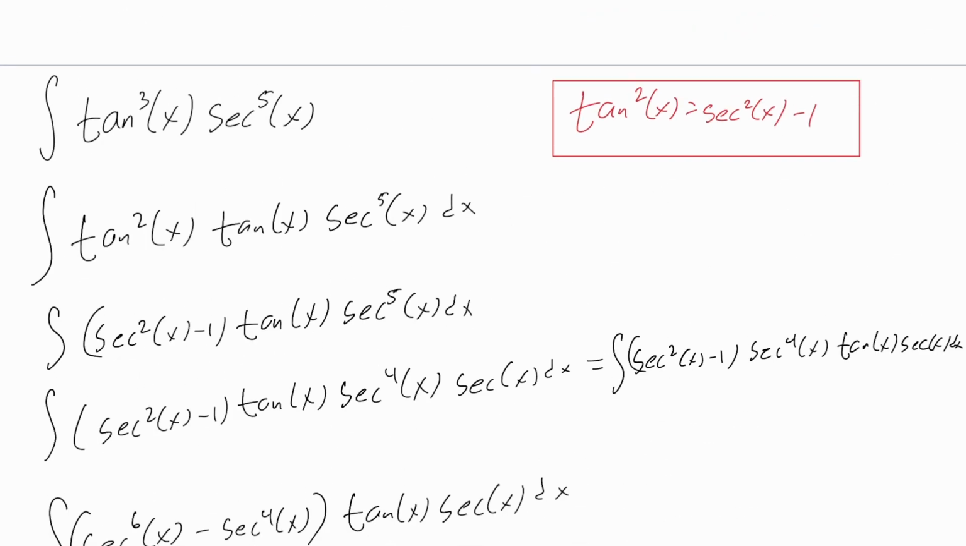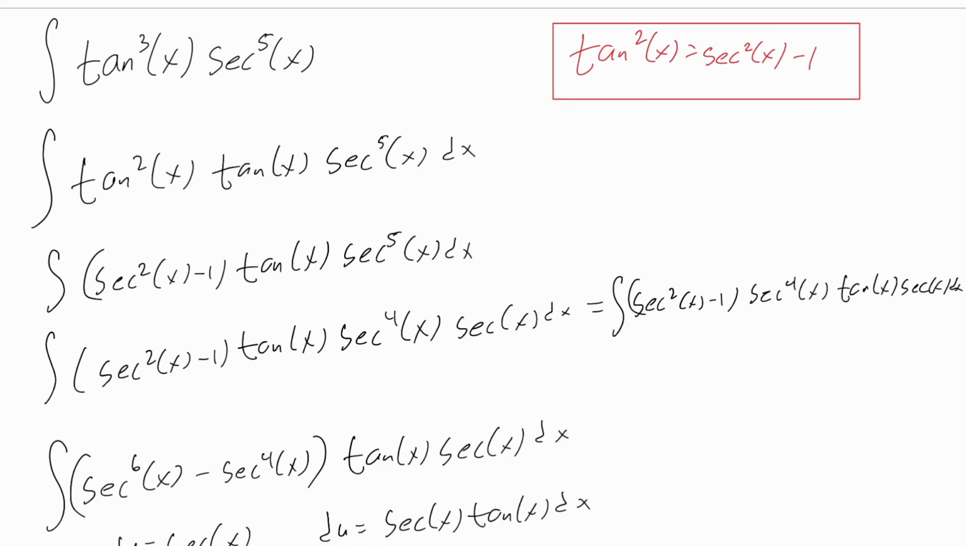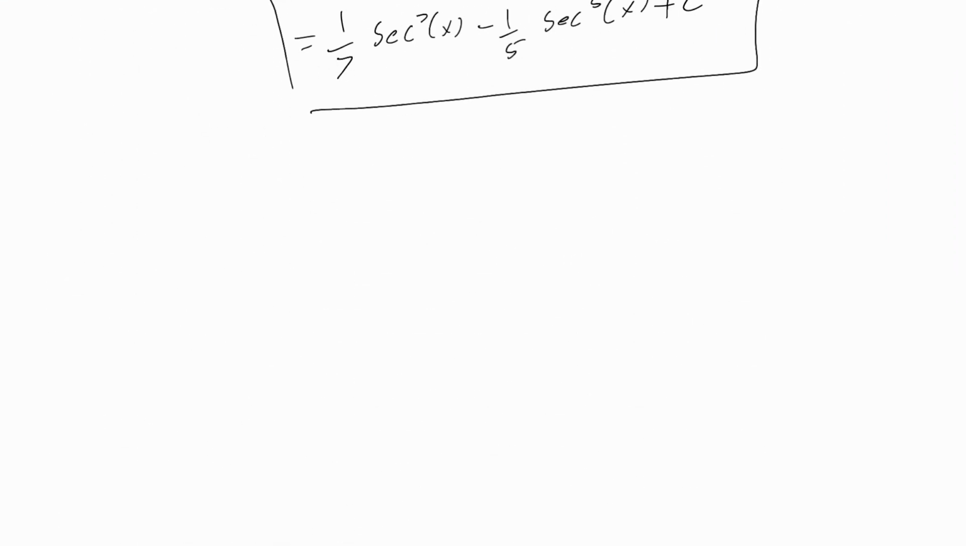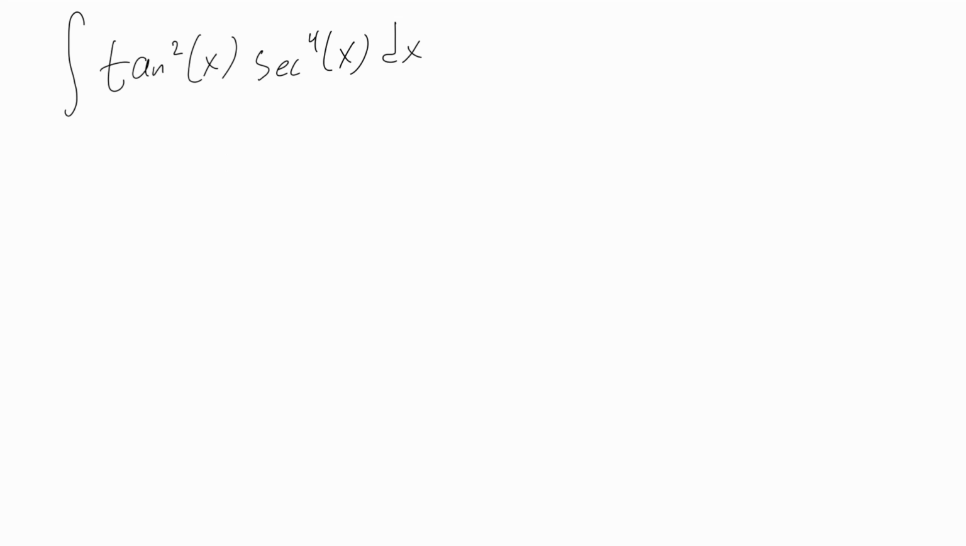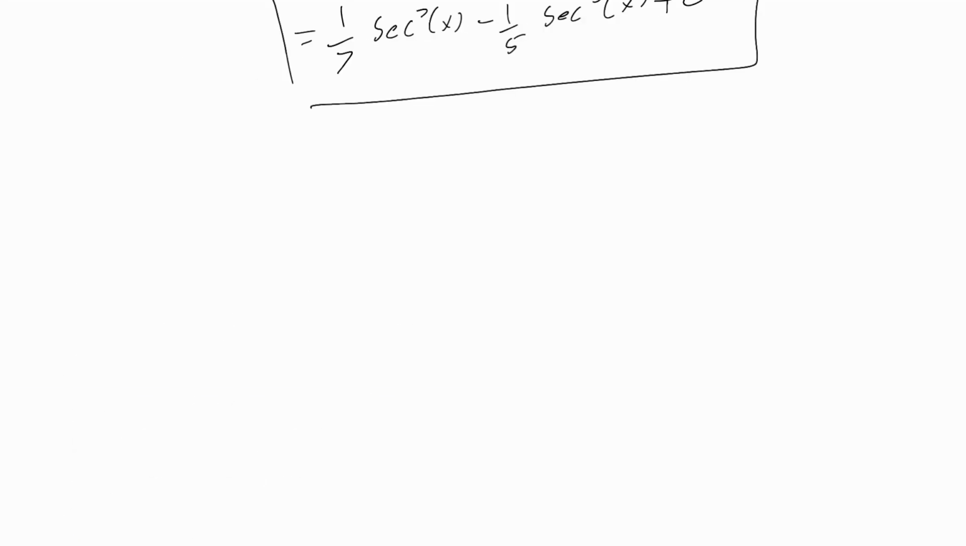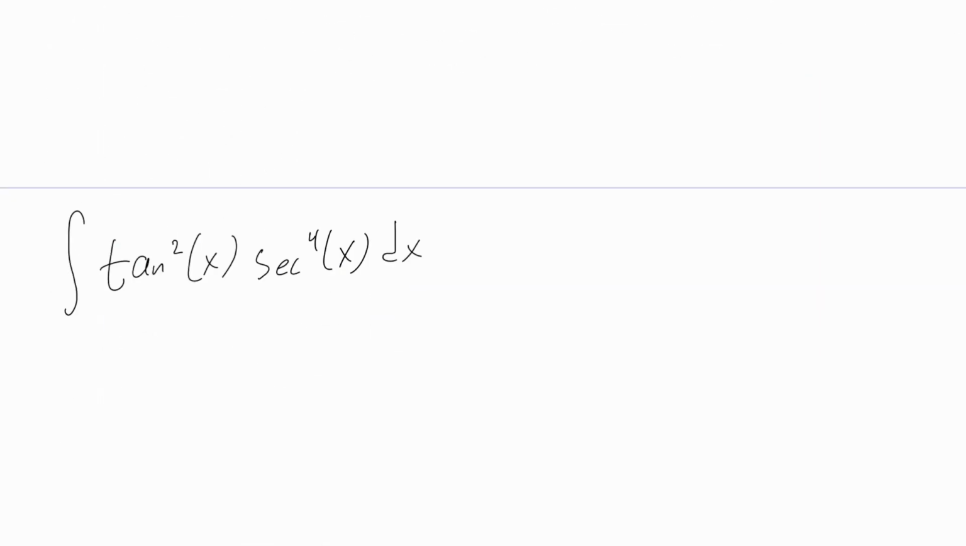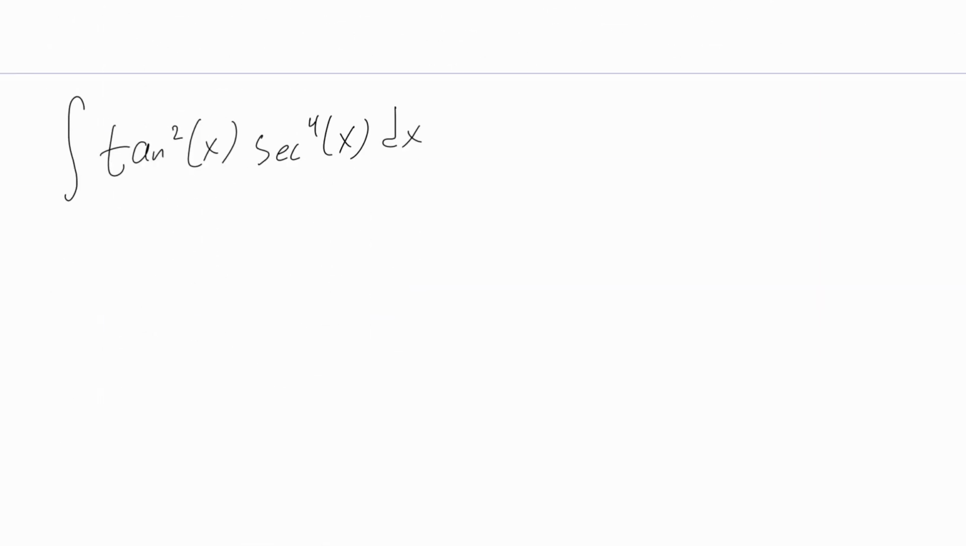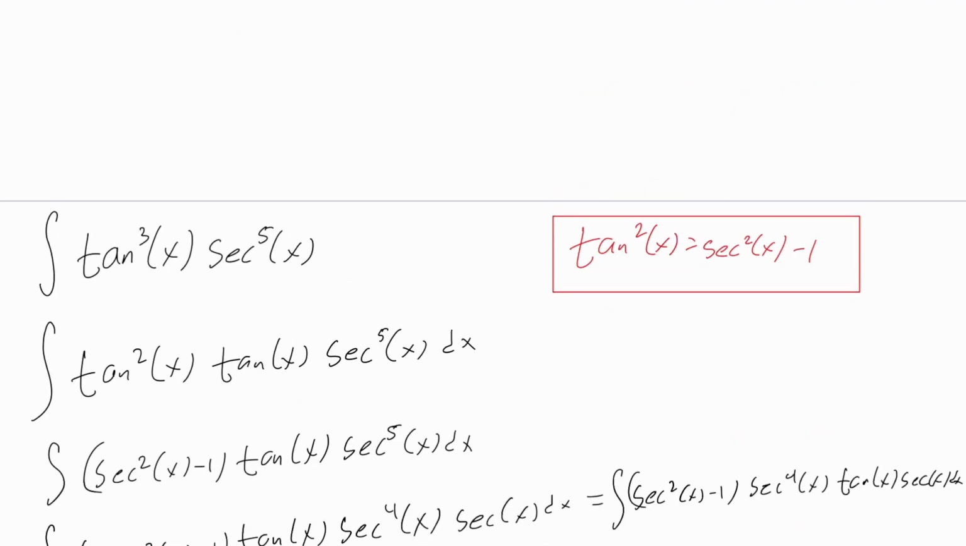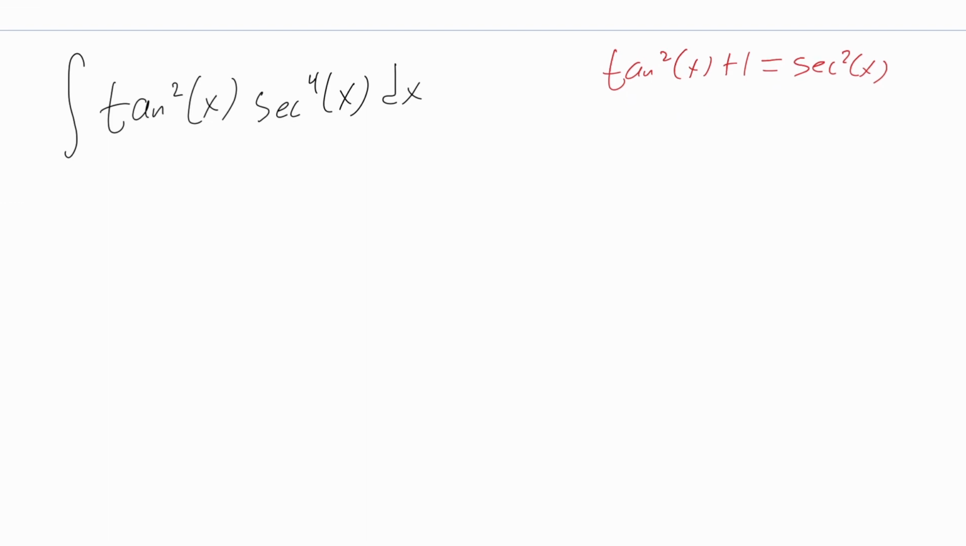It's very similar in flavor to when we have sines and cosines, and the reason is that we're using a similar trig identity: tangent squared equals secant squared minus 1. So let's see another example using that same trig identity. Tangent squared equals secant squared minus 1, or another way to rewrite that is tangent squared of x plus 1 equals secant squared of x. Do I have that right? Yeah, add 1 to both sides. Perfect. So this is the trig identity we're going to use for this particular problem.